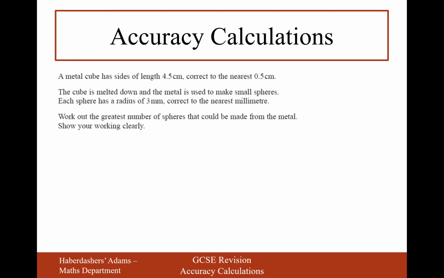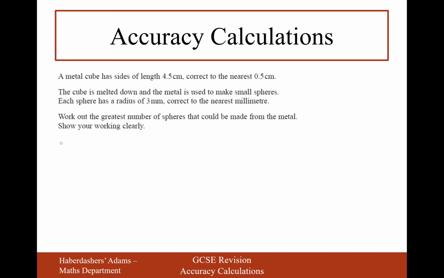Okay, so a metal cube has sides of length 4.5, correct to 0.5 centimeters. The cube is melted down and the metal is used to make small spheres. Each sphere has a radius of 3 millimeters, correct to the nearest millimeter. Work out the greatest number of spheres that could be made for the metal. So this is a tough question.